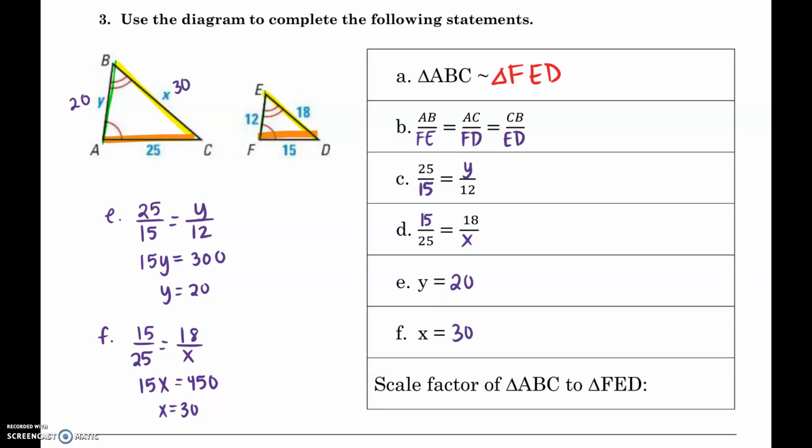So now in order to find my scale factor from triangle ABC to triangle FED, I'm just going to pick a side from ABC. I'm going to go with 25. And I'm going to pick the corresponding side from triangle FED, which is 15. And then I'm just going to simplify this fraction. Divide both the numerator and denominator by 5. And I get 5 over 3 for my scale factor.